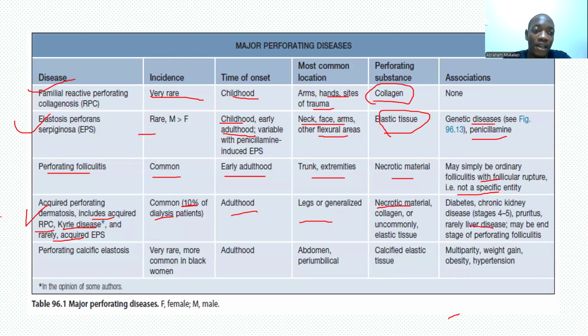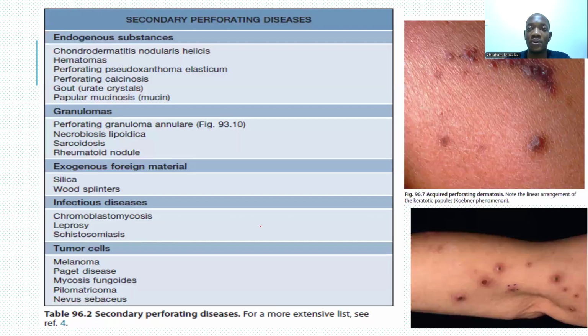Then we have also the perforating calcific elastosis. This is very, very rare, more common in black women, and onset is in adulthood, commonly located in the abdomen and the periumbilical area. In this case, you are eliminating the calcified elastic tissues. Someone will have either multiparity, like very many pregnancies, or weight gain, obesity, hypertension, as the other comorbidities that can give you a risk of getting this particular perforating disorder.